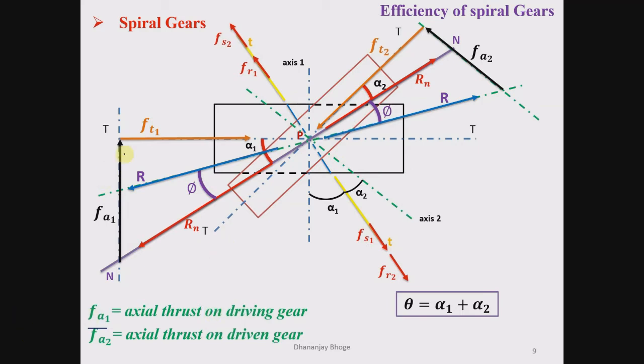Now we will note one thing, that Fa1 is perpendicular to the transverse plane or the force Ft1, and Fa2 is perpendicular to the transverse plane of gear 2, or Fa2 is perpendicular to force Ft2, right? Because the transverse plane is always perpendicular to the axis of the gear, and Fa1 and Fa2 are parallel to the axis of both the gears. So Fa1 will be perpendicular to transverse plane 1 and Fa2 will be perpendicular to transverse plane 2.